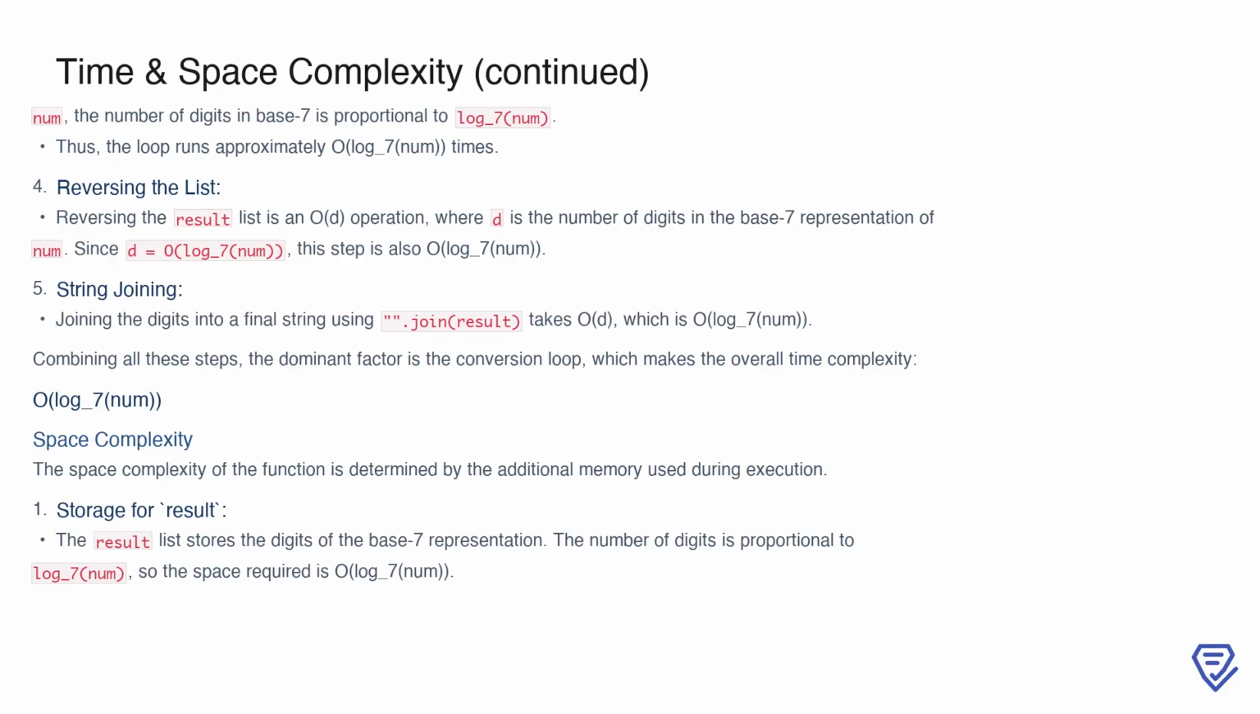When combining all these steps, the most significant contributor to the overall runtime is the conversion loop, which operates in log_7(number) time. This gives the function an overall time complexity of O(log_7(number)). On the space complexity side, the primary factor is the storage of the result list, which holds the digits of the base 7 representation of the number. Since the number of digits is proportional to log_7(number), the space complexity for storing this list is O(log_7(number)).